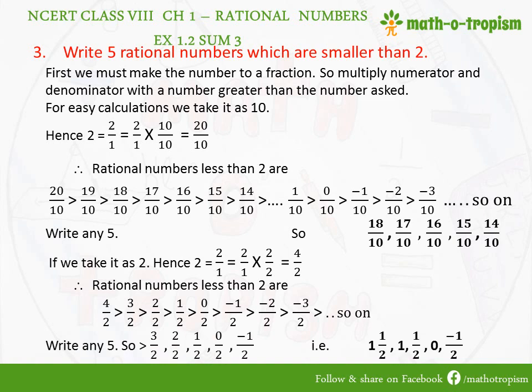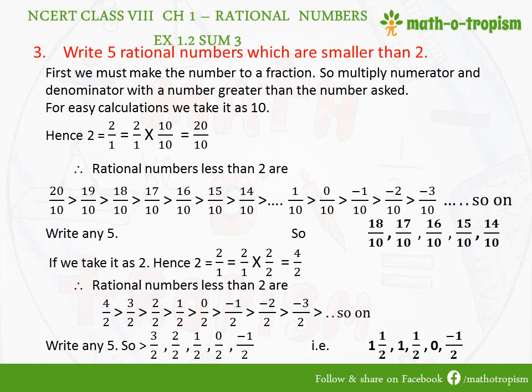So if I write any 5, then I am taking it as 3 by 2, 2 by 2, 1 by 2, 0 by 2 and minus 1 by 2. Here we have improper fractions, that means the numerator is greater than the denominator. So I am converting them into mixed fractions. So 3 by 2 becomes 1 and 1 by 2. 2 by 2 becomes 1. 1 by 2 remains the same because 1 is lesser than 2. 0 we can write directly without the denominator, and minus 1 by 2 remains the same.